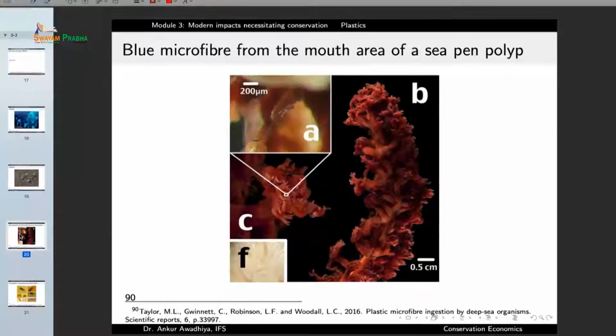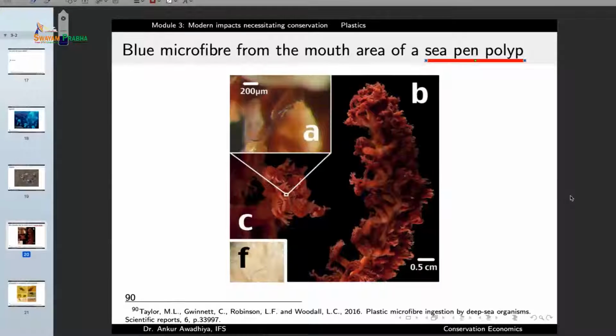So here is a blue colored microfiber. So here, if you look at the size, this much is 200 microns. So this fiber would be like 500 micrometers. That is half of a millimeter. And the thickness is a few microns. And this sea pen polyp is a creature that lives in the oceans. And here we can find that in this creature as well, we are finding a plastic microfiber.